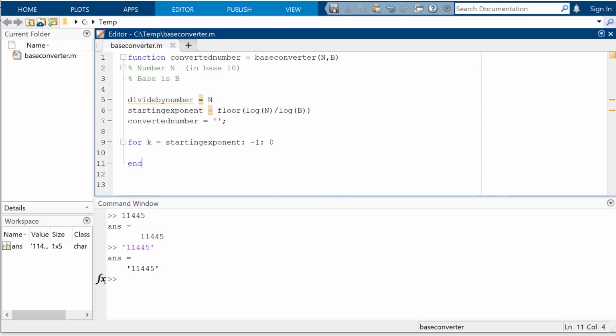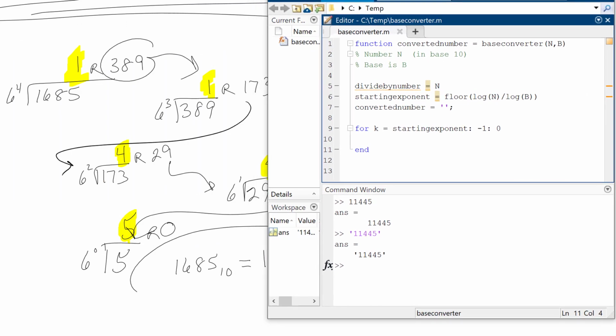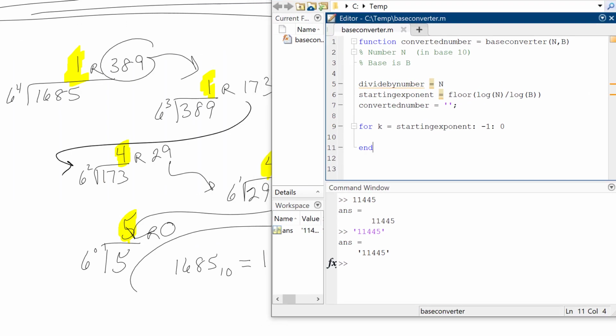If I take a look, actually, I'm going to scooch this over and come over here and see what I was doing. Okay, so every time I did this, I got some kind of a division answer, right? So I did my divide by number, and I divided it by the base to the exponent. So I took 1685 divided by 6 to the 4th. So divide by number divided by 6 to the 4th.